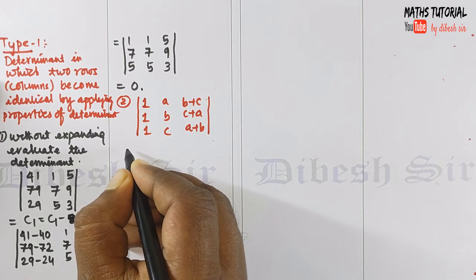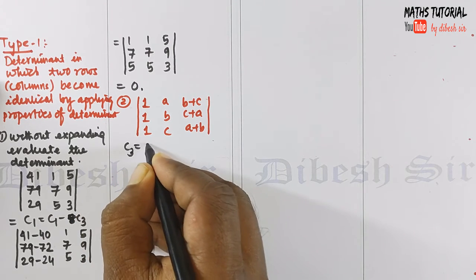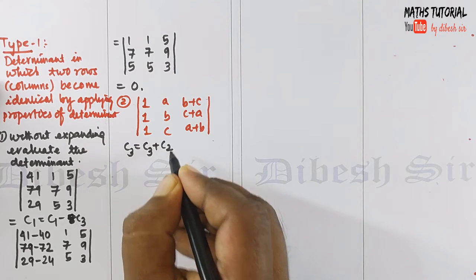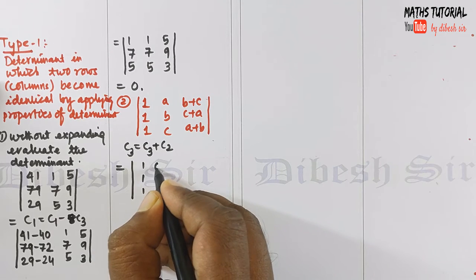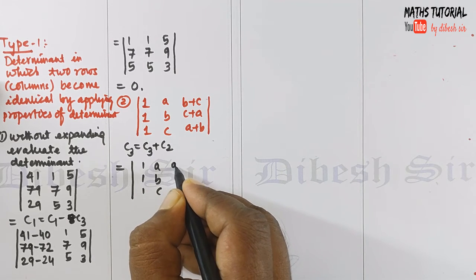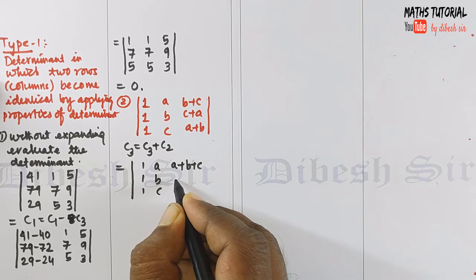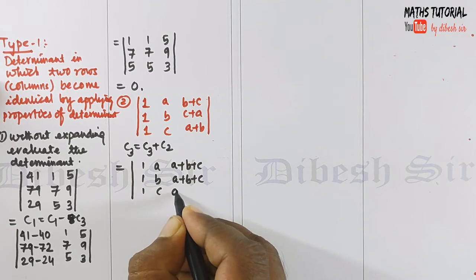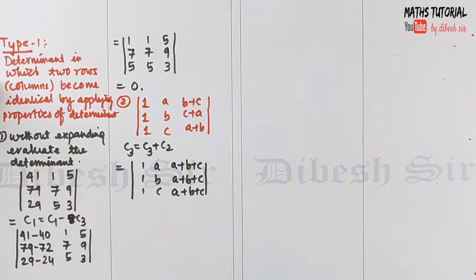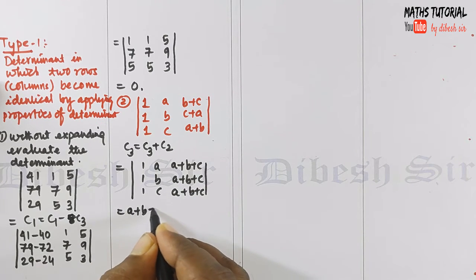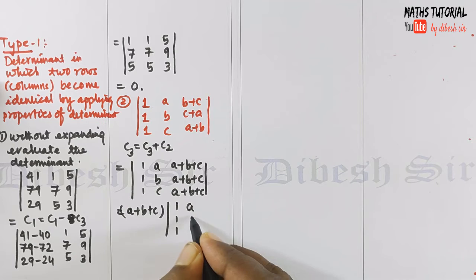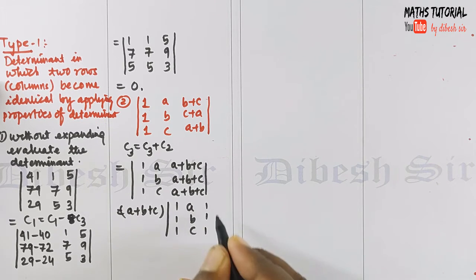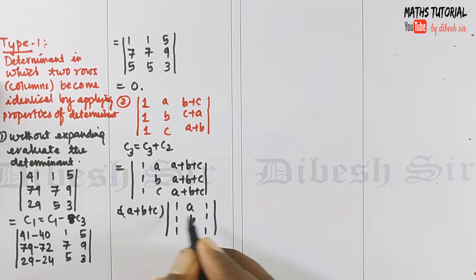So write it: column number 3 is equal to column number 3 plus column number 2. The answer will be 1, 1, 1, a, b, c. Here it becomes a plus b plus c, it also becomes a plus b plus c, and it also becomes a plus b plus c. You can take a plus b plus c as common. You will get 1, 1, 1, a, b, c, and here 1, 1, 1. So both C1 and C3 are identical, so the answer will be 0.